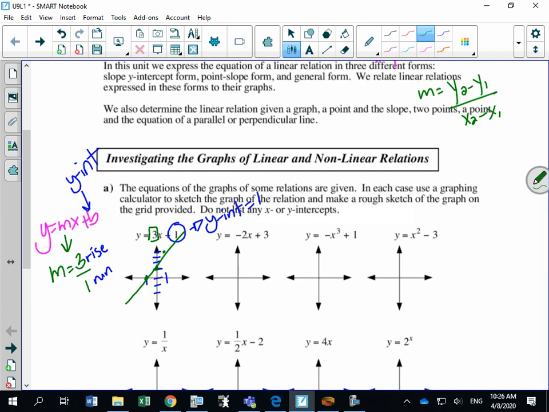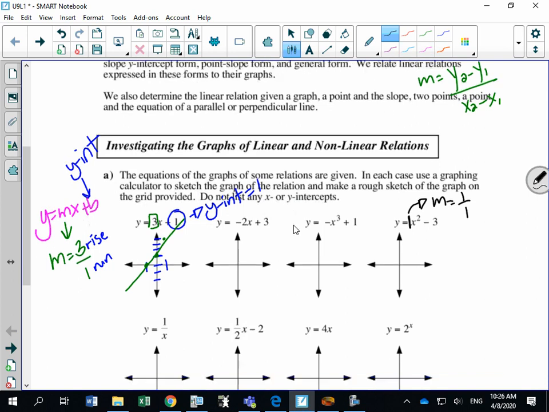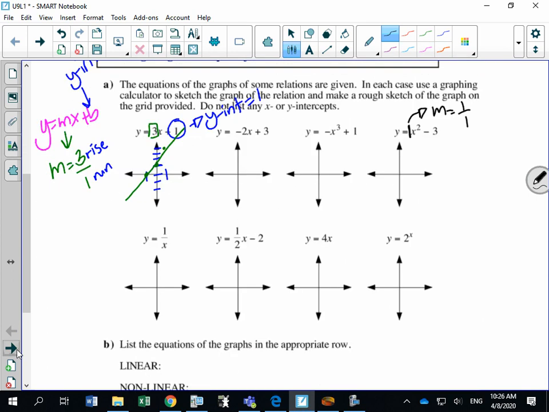And that would be the equation of the line. This y-intercept is at -3. This y-intercept is at 1. And then the number in front of your x value, so here it would be a 1, is your slope. So the slope here is 1 over 1, which means a rise of 1 and a run of 1. Okay, so y is equal to mx plus b.